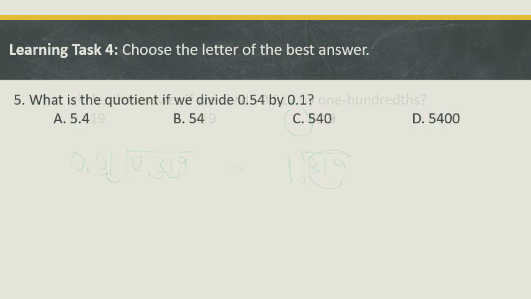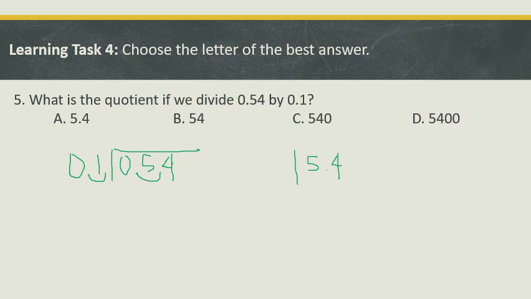And last, number 5, what is the quotient if we divide 54 hundredths by 1 tenth? So, 54 hundredths divided by 1 tenth. Adjust lang tayo ng isa dito sa decimal point sa divisor. Isa lang din dito. So, magiging 5.4 divided by 1. So, 5.4 divided by 1 is 5.4.